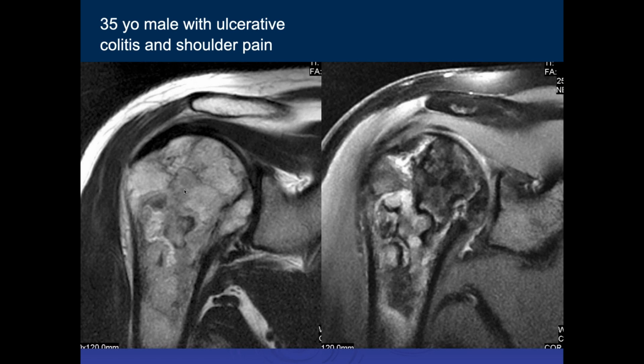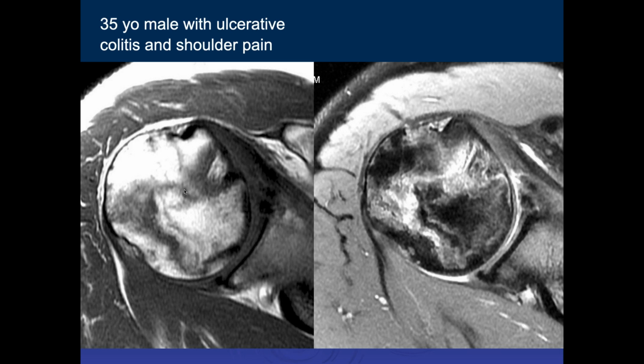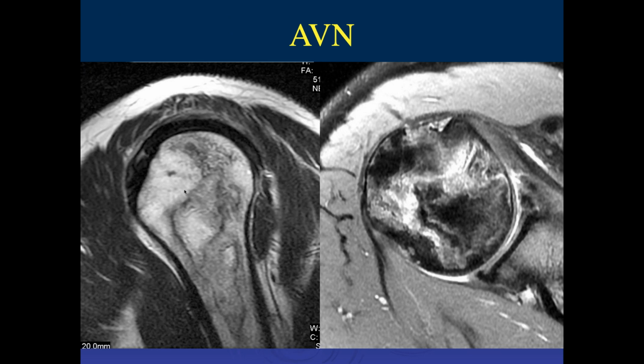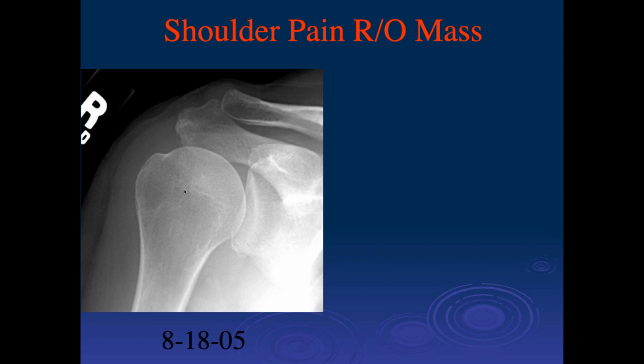Michael? Okay, so 35-year-old male with ulcerative colitis and shoulder pain. So we can just see there's kind of extensive avascular necrosis throughout the entirety of the proximal humerus. Steroids.